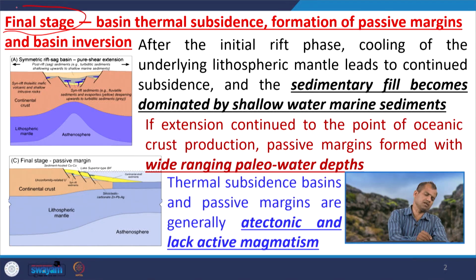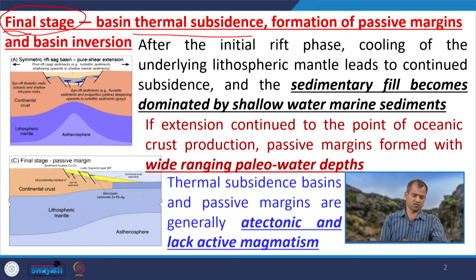If you remember our earlier class, we were talking about the incipient stage of basin development, that means the initial stage of the Wilson cycle, where the rift basin is developed. Today we are going to discuss the final stage of the basin development and how it influences the mineralization. In the final stage there will be thermal subsidence of the basin and formation of the passive margin.